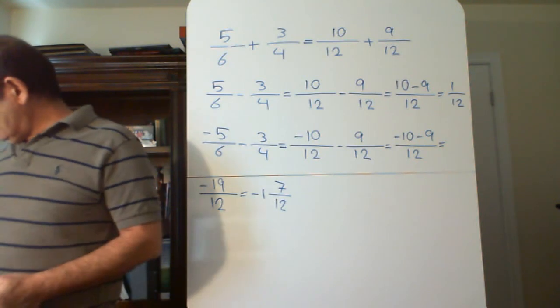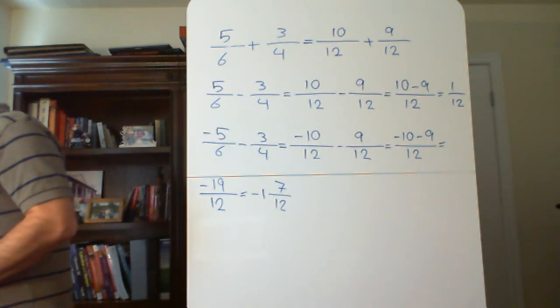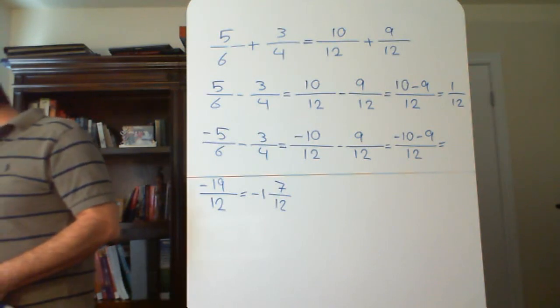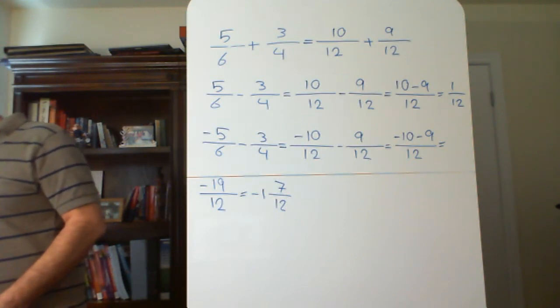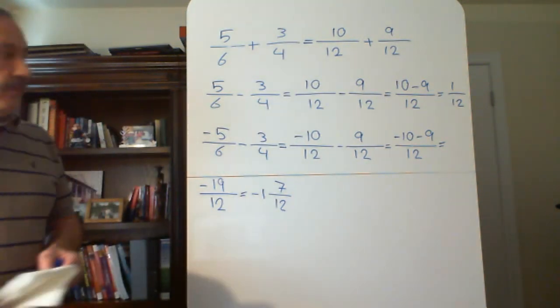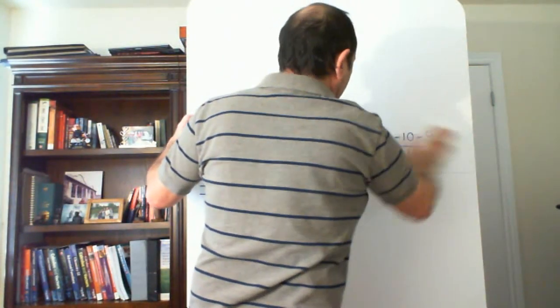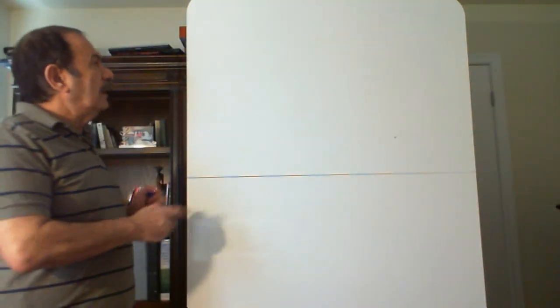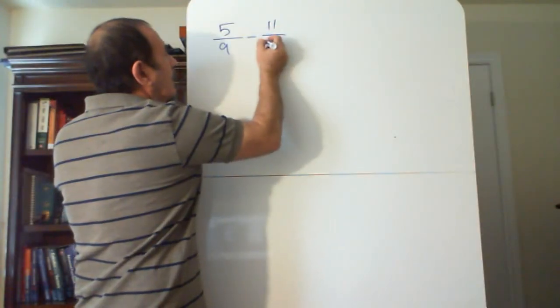Let's do one more example of this part. I'm doing page 415 of the book: 5 over 9 minus 11 over 12.